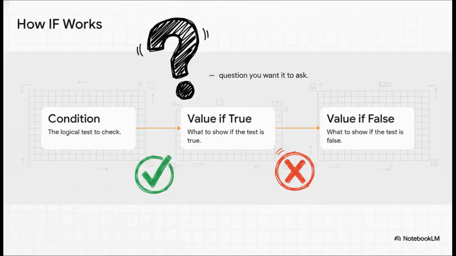Let's break it down into three simple pieces. First up, you have the condition. That's the logical test, the question you're asking. Second, you have the value if true. This is what you want the cell to show if the answer to your question is yes. And third, you have the value if false, which is what it shows if the answer is no. That's it. A test, a yes result, and a no result.